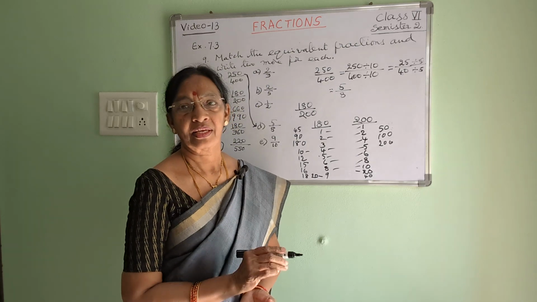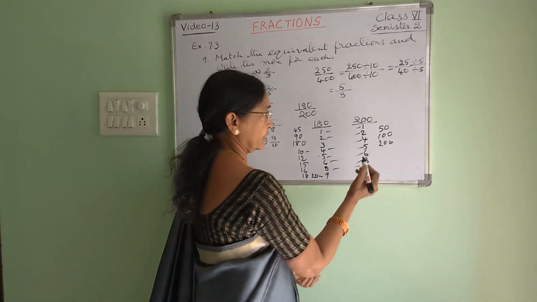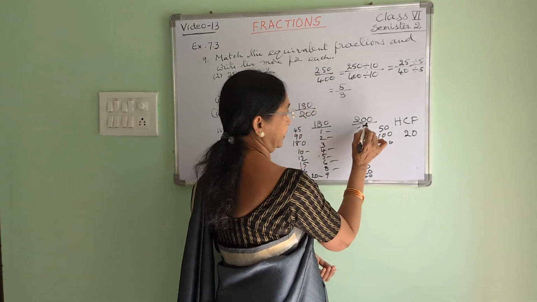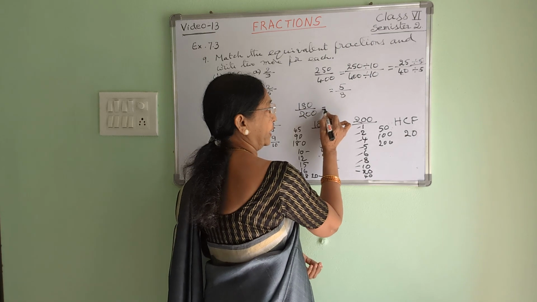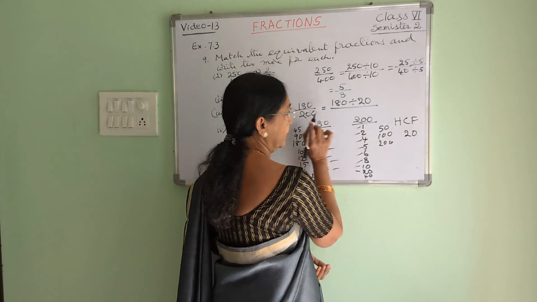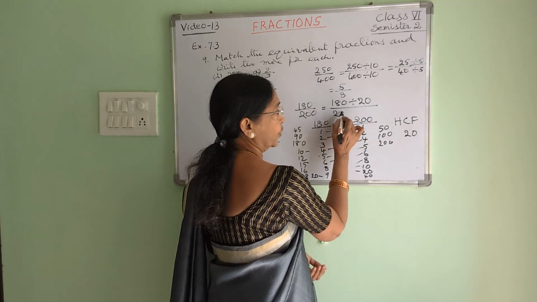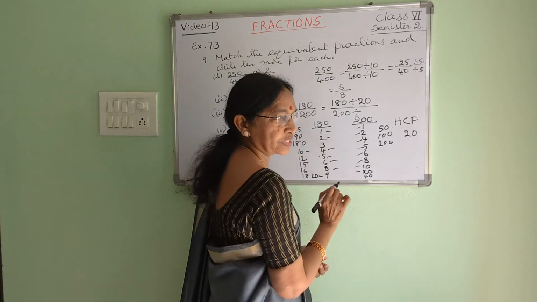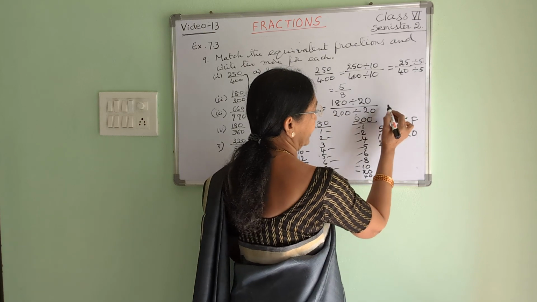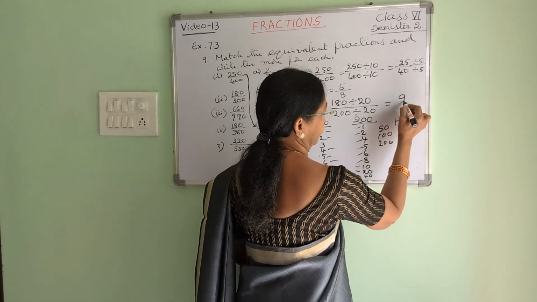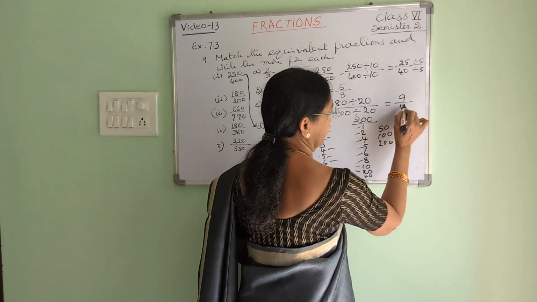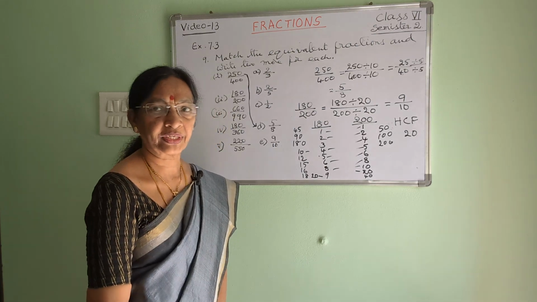Highest common factor, HCF, is 20 for these 180 and 200. Therefore, by dividing both the numerator and the denominator by the highest common factor of the numerator and denominator, we get the simplest form of the fraction 180 by 200. 180 divided by 20 is 9. 200 divided by 20 is 10.